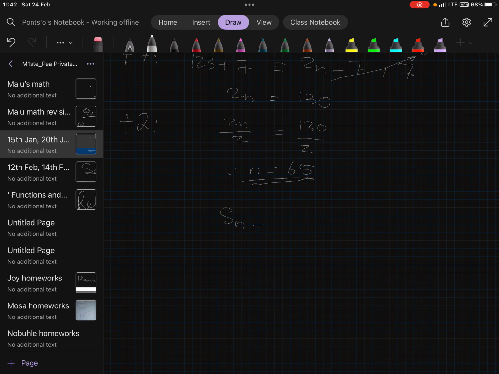Now using the sum to the nth term, n divided by 2 of a plus l, this becomes the sum to the 65th term of 65 divided by 2 into the first term, negative 5, plus the last term, 123. Then we do the math and the sum should be 3,835. It is what it is.